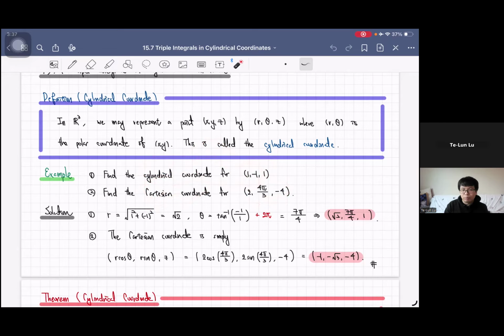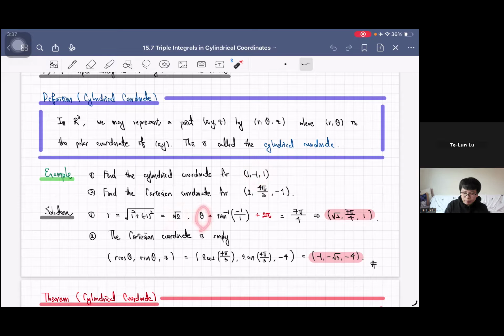So be careful with this because we're going to learn another coordinate system, which is called the spherical coordinate. In that case, the so-called radius will be the distance from this point to the origin. But the r now is simply the distance of 1, minus 1 towards the origin. So it's 1 squared plus minus 1 squared instead of 1 squared plus minus 1 squared plus 1 squared. And the radius is now root 2.